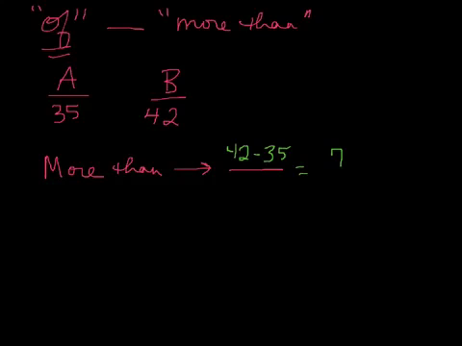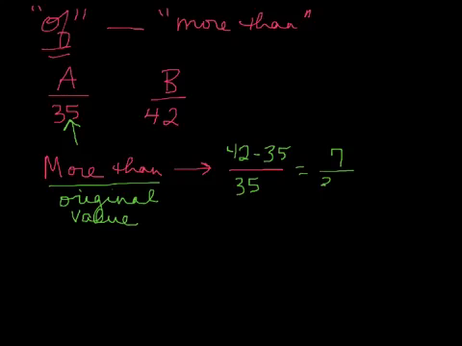The bottom number, when you're doing these more than or less than percentages or of percentages, you're always dividing by the original value. Your book calls that the reference value, but that's what it is. It's the original value, or what it started as, or it's the first person that you mentioned. So in this case, I mentioned person A first, so they would be the original value or the reference value. So their salary is 35, so that's the bottom number.